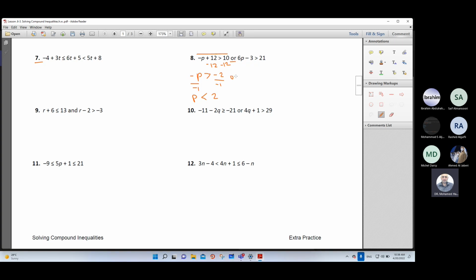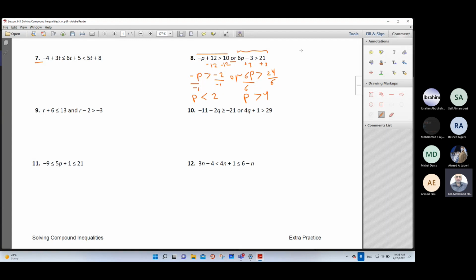Then we have the second inequality here. At first, try to remove minus 3, so you can add the inverse, plus 3 here and plus 3 here. Minus 3 plus 3 will be 0. Remains 6b greater than 21 plus 3, which is 24. So divide here by 6 and divide here by 6. So b greater than 4.